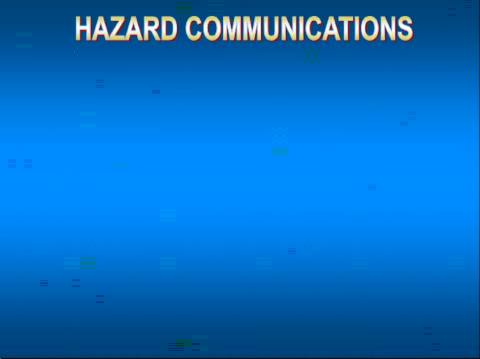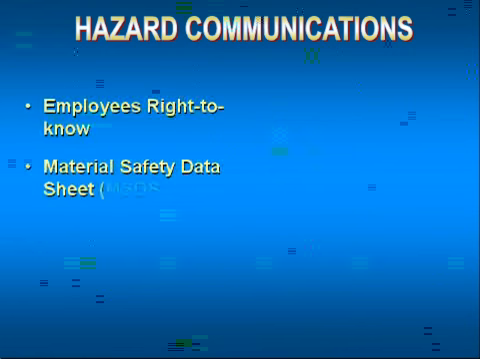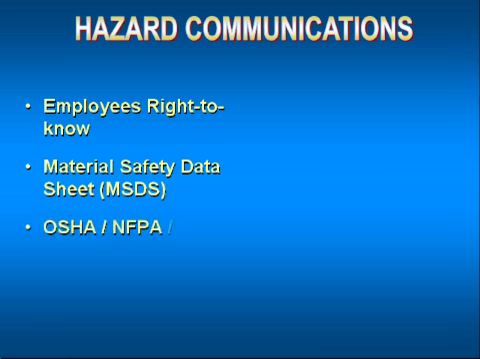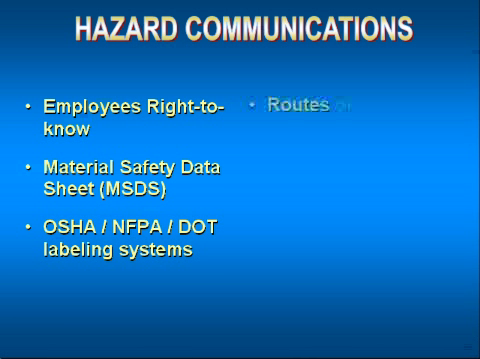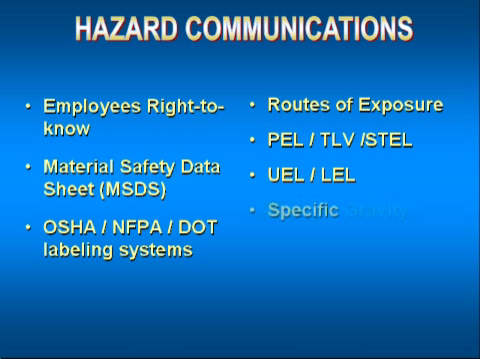The Hazard Communication Standard, commonly referred to as an employee's right to know, is the primary means by which an employee has the ability to understand the chemicals that he's being asked to work with. Through this particular document, called a Material Safety Data Sheet, he understands the hazards associated with them.